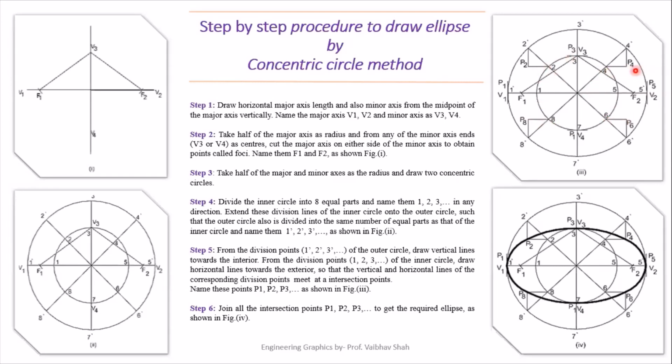After joining these lines, you will have one intersection point and one triangle. The triangle intersection points are nothing but your points of the ellipse.